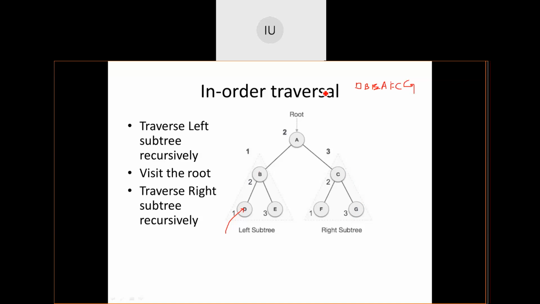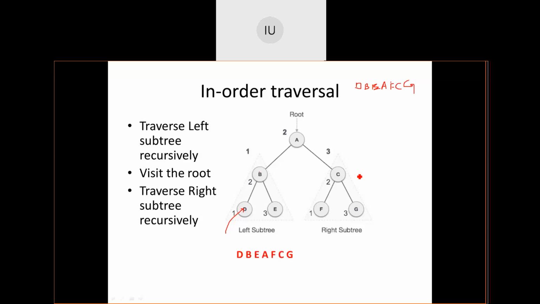Let me check how many of you have answered the same thing. Okay, very good. All of you have answered correctly. Very nice. So let us check the answer. Yes, D, B, E, A, F, C, G is the in-order traversal. Now the next two things you have to answer to me.